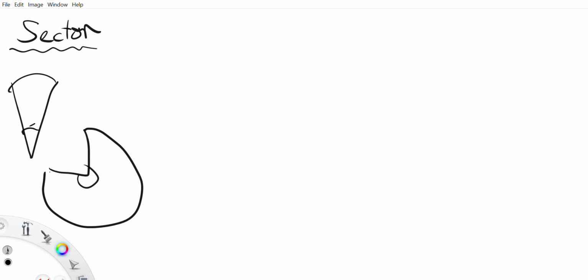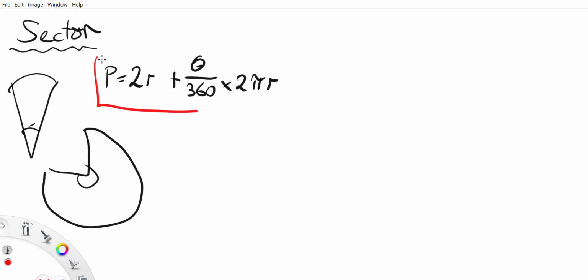We've got a special formula for this, and we would say P equals 2r plus theta, which is the number of degrees, divided by 360 times 2 pi r. Draw stars around that, I don't care. Make it nice and colourful, make it big, write it down 20 times so you remember it.